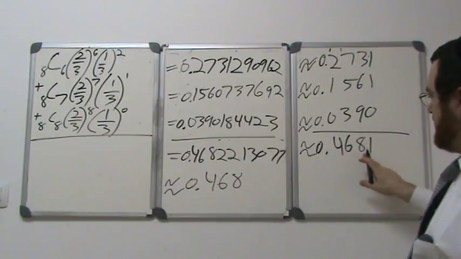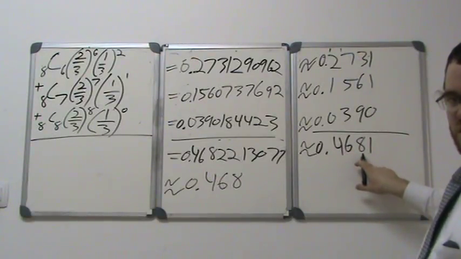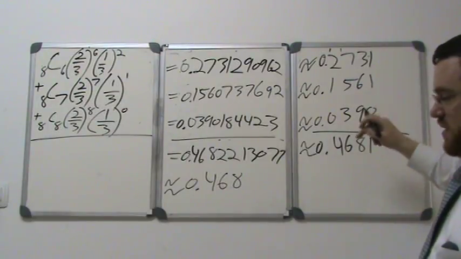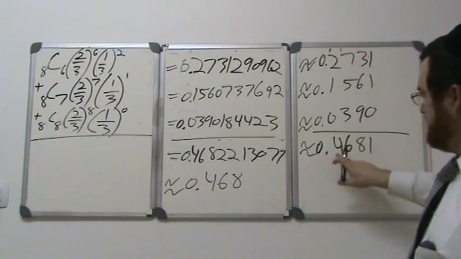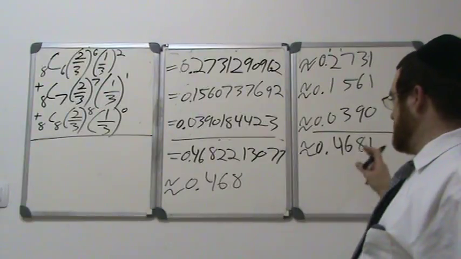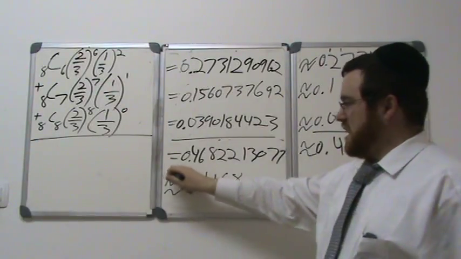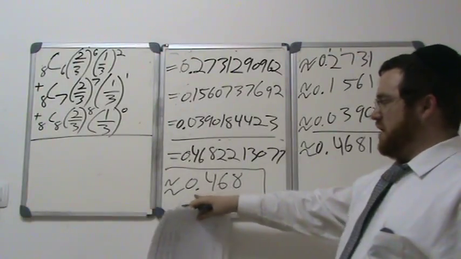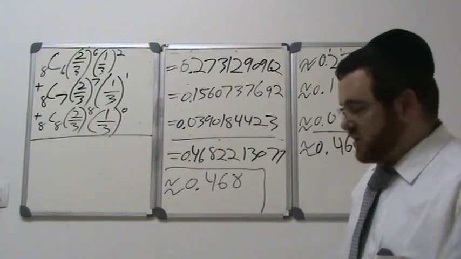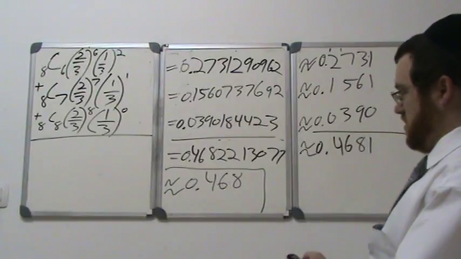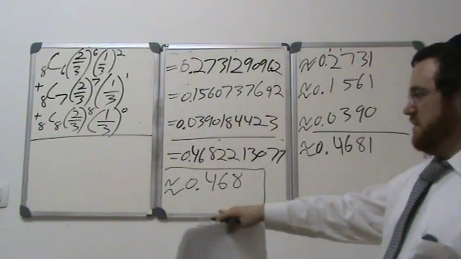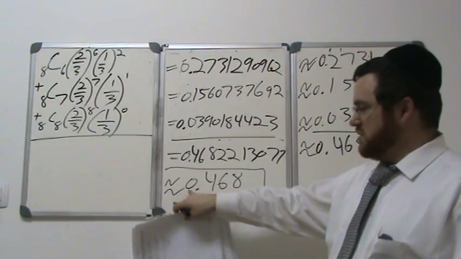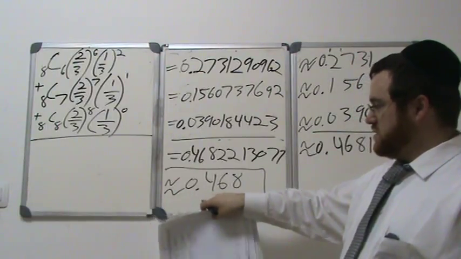So what's beyond the 8? The 8 is in the thousandths place. So what's in the ten-thousandths place? A 1. So you round down. So it becomes 0.468, which is the answer. So the final answer you should have is about 0.468, that means it's rounded to 0.468.